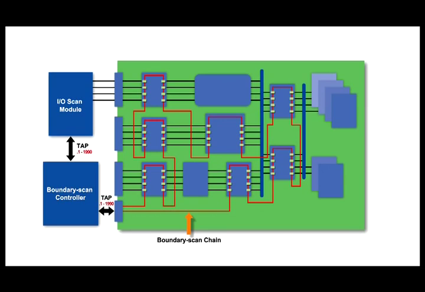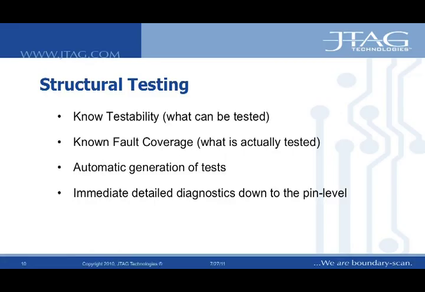The first application that uses the boundary scan register is structural testing. This test method focuses on the test of connections between different chips on a printed circuit board. Structural testing has the following advantages. Known testability, what can be tested. Known fault coverage, what is actually tested. Automatic generation of tests and immediate detailed pin level diagnostics are available.